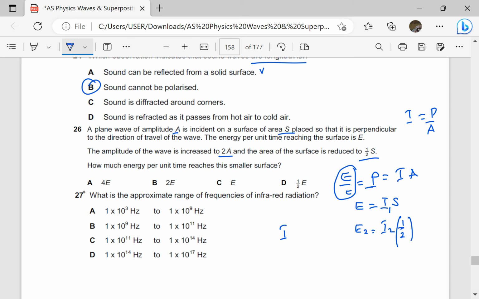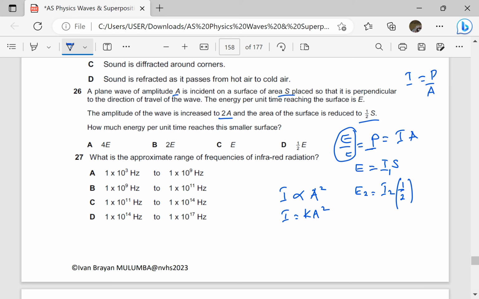Remember, intensity is directly proportional to amplitude squared. So I want us to bring in the concept of amplitude. Intensity is going to be K times amplitude squared. So for the first equation, where there is I1, I'll put there K. The amplitude for I1 is A, so this would be A squared, then times S. For the second one, I'll put there also K, but the amplitude was twice A, so this would be 2A squared, then times a half of S.